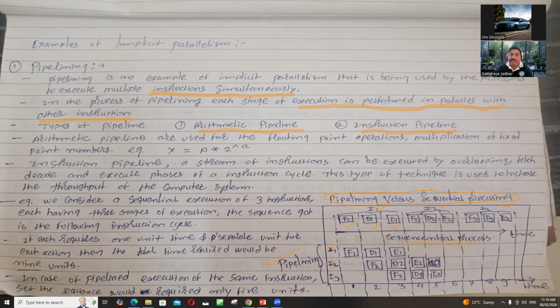So how will it be executed? Just concentrate here. The arithmetic pipeline is used for floating point operations and multiplication of fixed point numbers. What we say is that the arithmetic pipeline is used for floating point operations, multiplication of fixed point numbers. Example: x is equal to a into 2 raised to a. Just take one example, a into 2 raised to a.